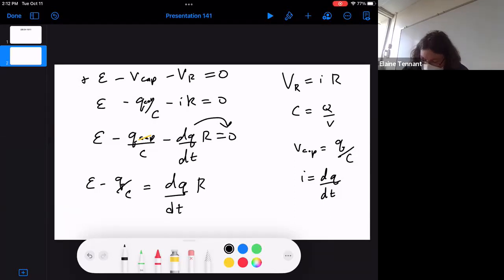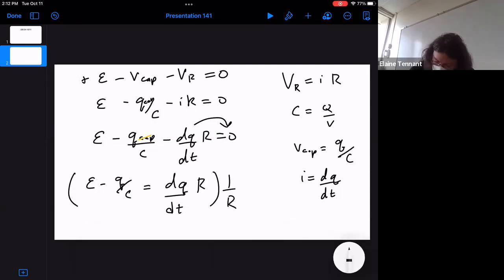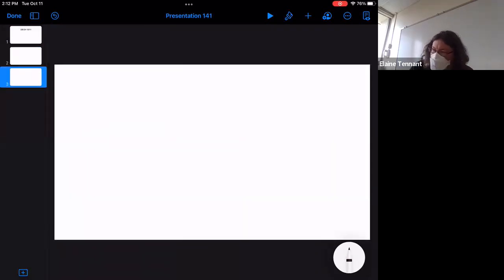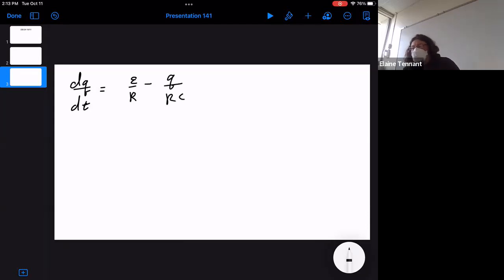I'm going to divide both sides by R, like that. And so I will have dQ dt equals EMF over R minus Q over RC. That RC is going to become important in a minute.